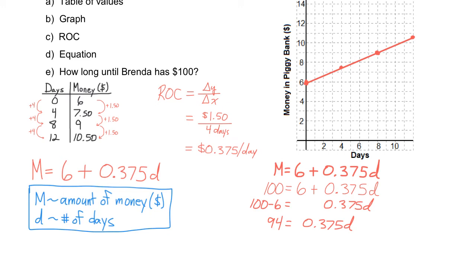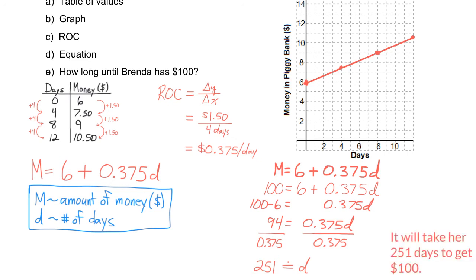So remember, right now it's being multiplied by 0.375. So to isolate D, I need to do the opposite operation. I need to divide by 0.375. And if I do that on both sides, now this and this cancel out. So on the right-hand side, I'll just be left with D, and then I just do the division on the left-hand side to see what I get. And I get an answer of about 251. So since D represents the number of days, I'm just going to round it to a whole number. So now I can actually answer the question. It will take her 251 days to get $100.